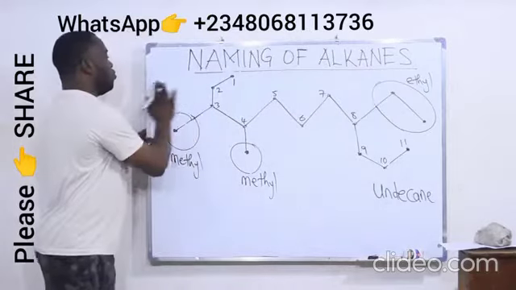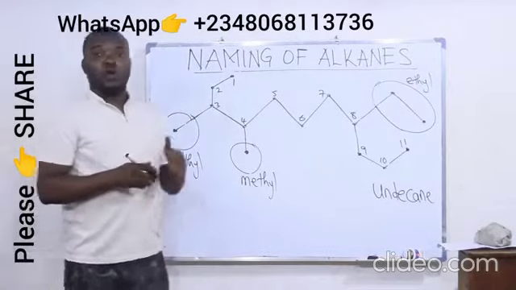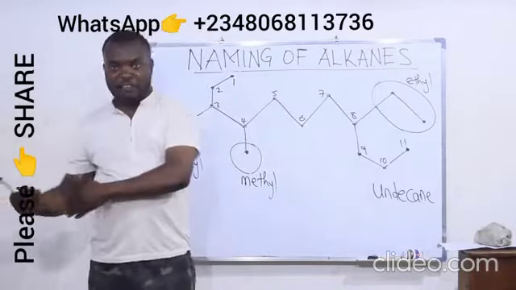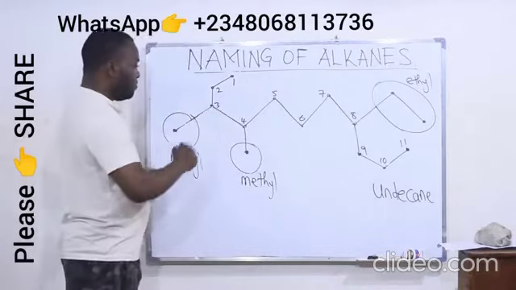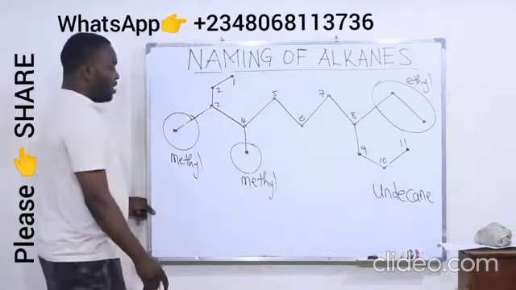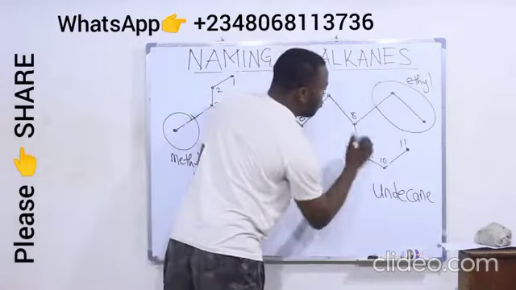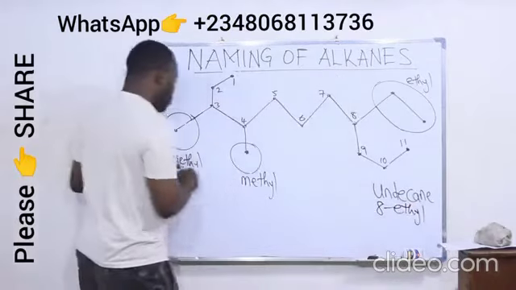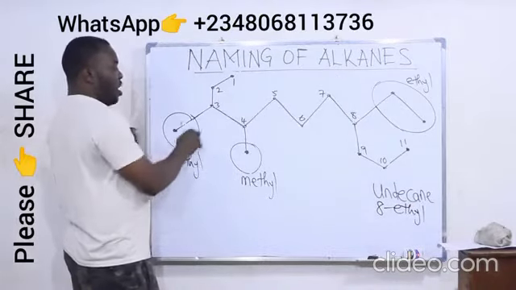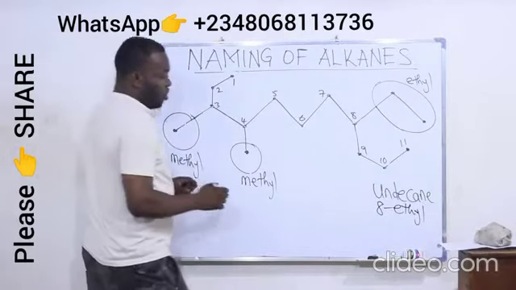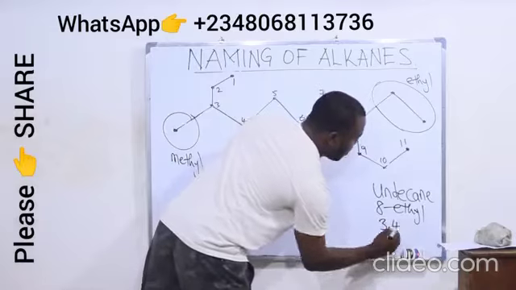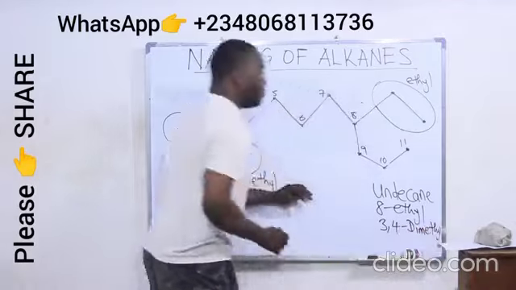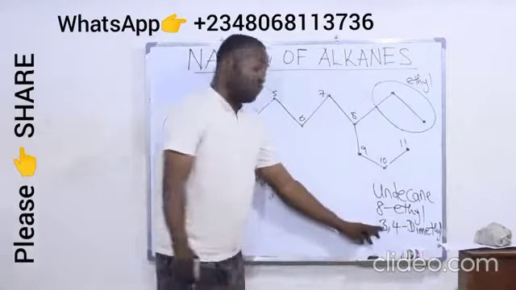Now the next rule is rule number 4, which says when writing the name of the compound, write the positions and names of attachments first, followed by the name of the longest chain. Let's see. This is my longest chain. Now the attachments: I have ethyl at position 8, which is 8 ethyl. I also have a methyl group in 2 places. One is at position 3, the other is at position 4. So I will say 3, 4. Because there are 2 of them, I will say dimethyl. The methyl groups are at positions 3 and 4.